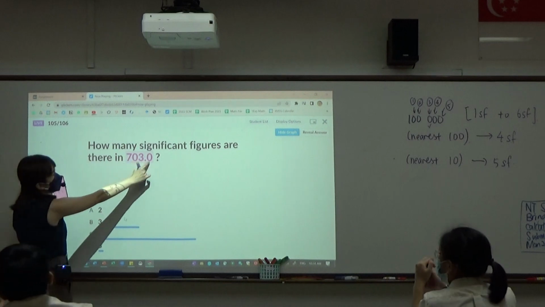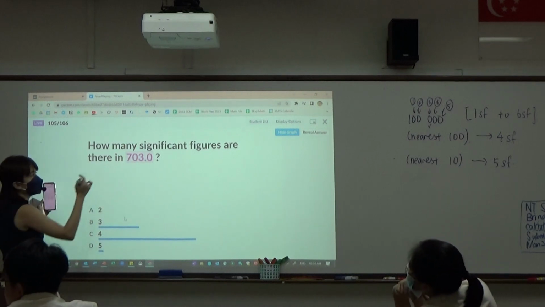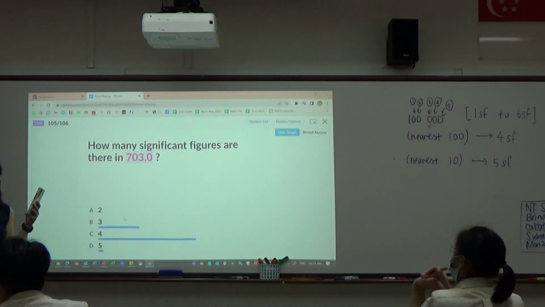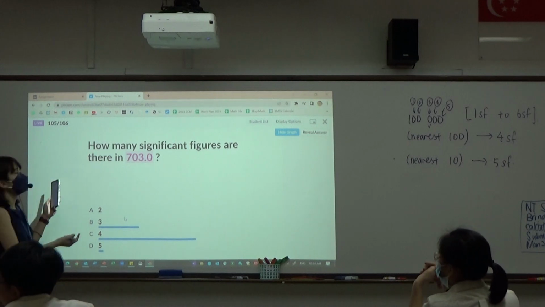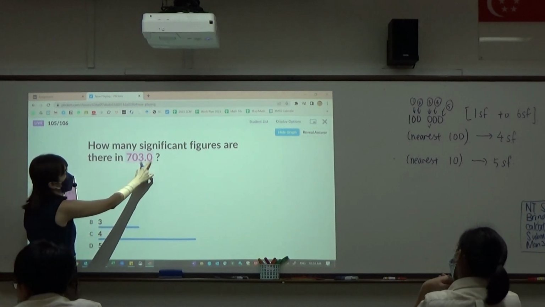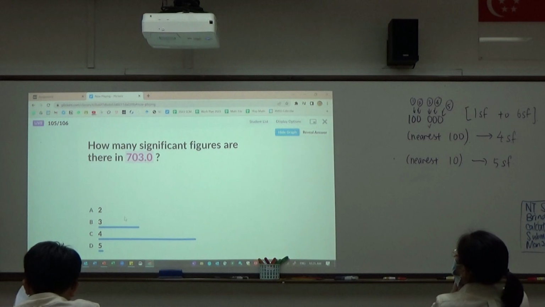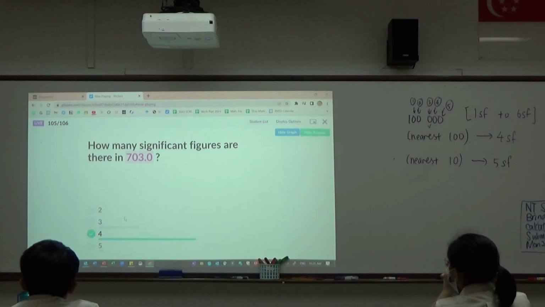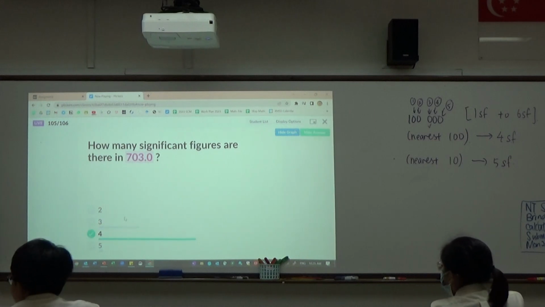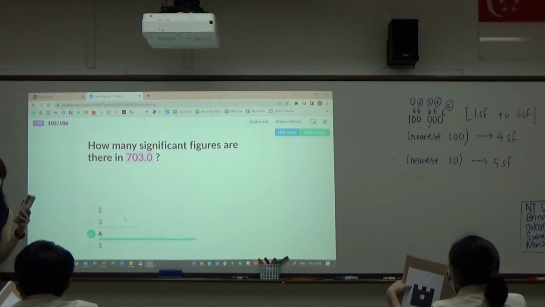So what did we say about this 0? Because we purposely put it there, that means that it must be significant. So therefore, we count 1, 2, 3, 4. So therefore the answer is 4. A number of you chose 3. I hope it clarifies that this should be 4.